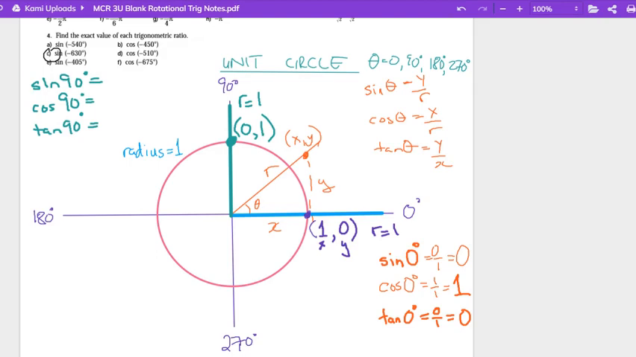How do we use the CAST rule? Good question. The question is, how do we use the CAST rule for these? The answer is we don't.